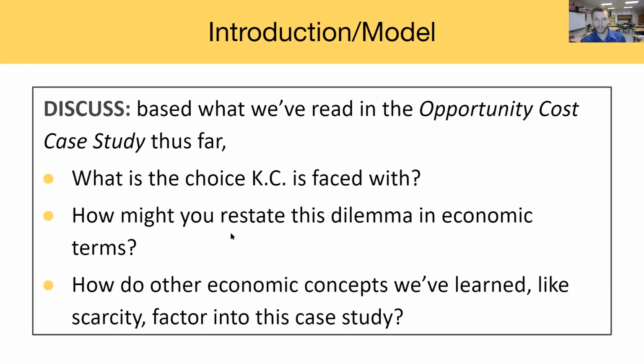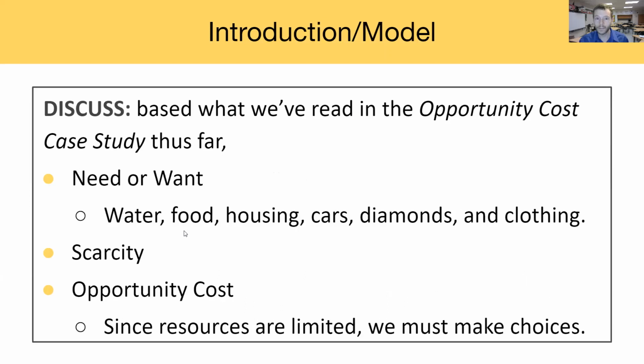So based on what we've read in the opportunity cost case study thus far, some questions that you may want to go over with your teacher is what is really this choice that Casey is faced with, right? Casey has been asked to come into work at the community health clinic, and they have to make this choice as to whether they go to work or to go to the senior fall formal that they've really been looking forward to for weeks. We want to consider how we could restate this dilemma in economic terms and really combine the other economic concepts that you've learned so far, like scarcity, and how it factors into this case study.